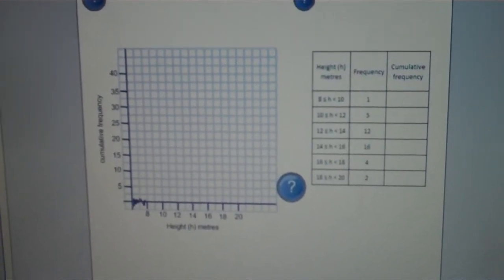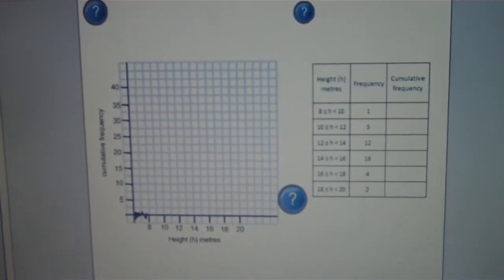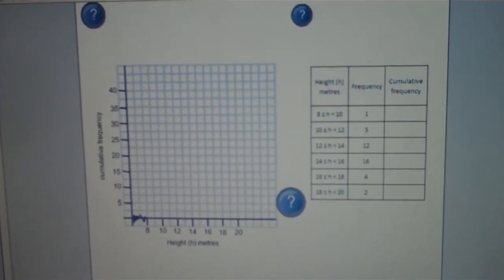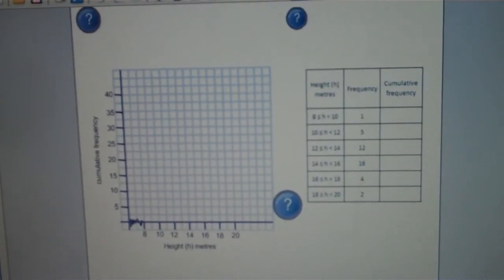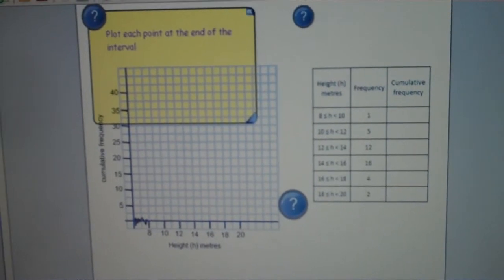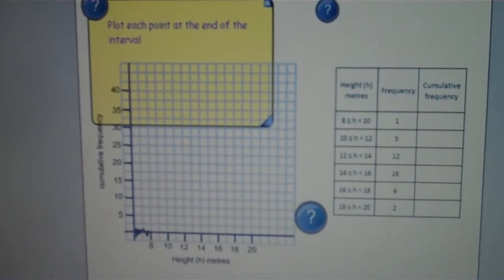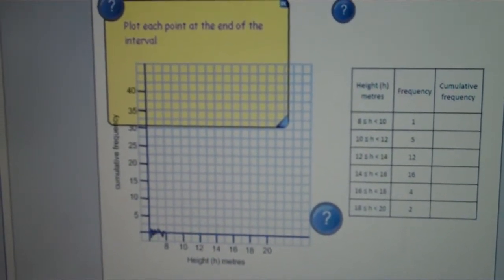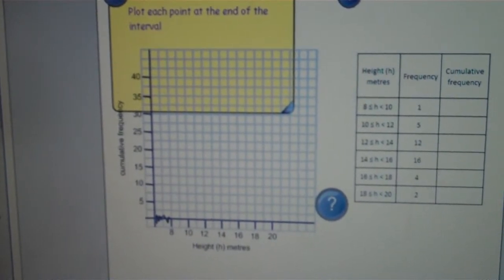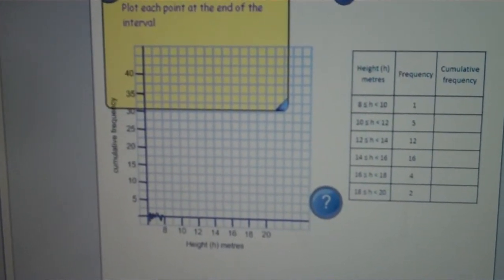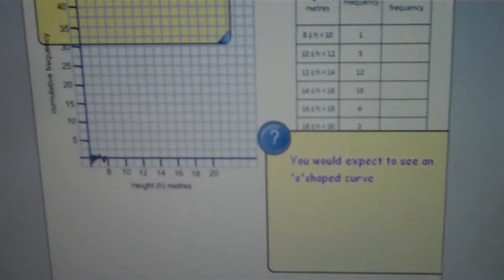Now, with the majority of things that you plot in maths, if you are in an interval, the majority of times you plot at the midpoint of the interval. But cumulative frequency curves are the exception to that rule. Okay? So, plot each point at the end of the interval. I couldn't say it any stronger. So when you're plotting at 10, you're plotting at 12, at 14, coming down here on the right hand side. If you don't plot at the end of the interval, you're throwing points away.